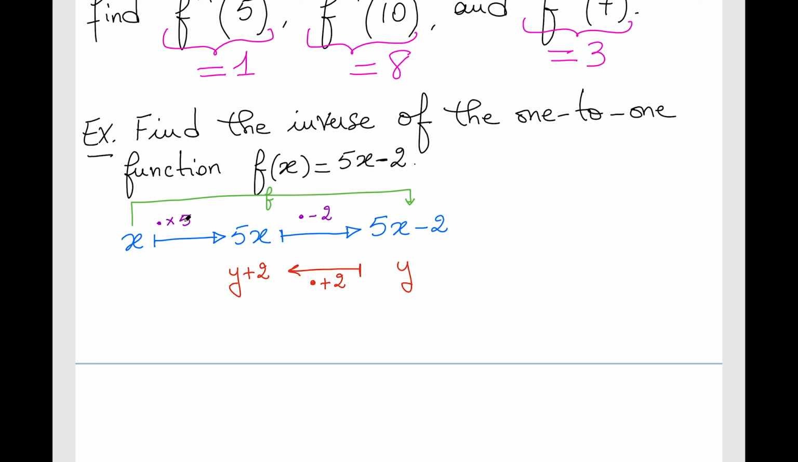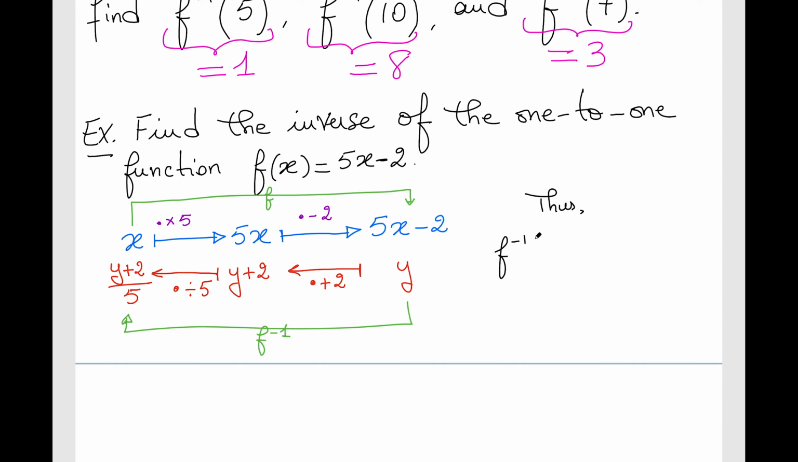And then it's going to undo this part, which means instead of multiplying by 5, how do I undo multiplication by 5? It's division by 5. So you get division by 5, and then you get y plus 2 over 5. So it looks like this is the inverse function f inverse. Okay, so if you want to write it, we write f inverse of y is equal to y plus 2 over 5.